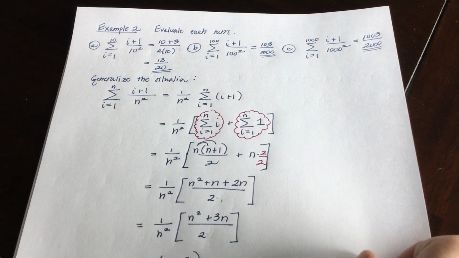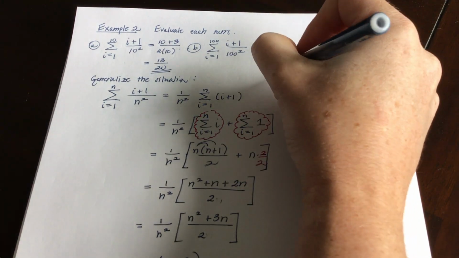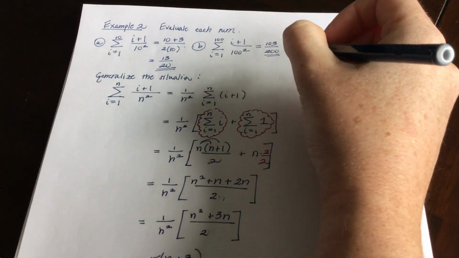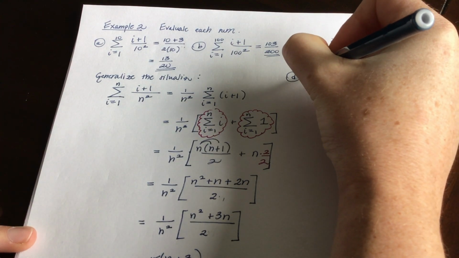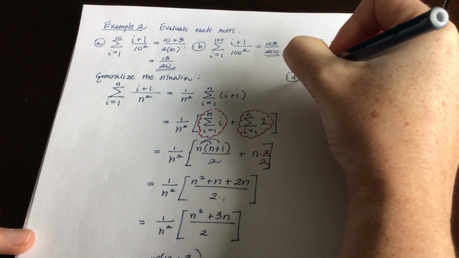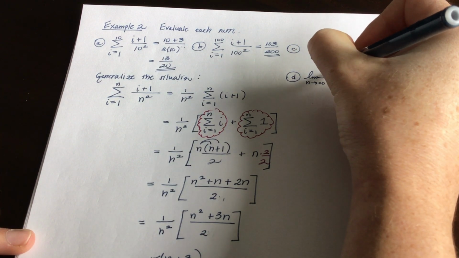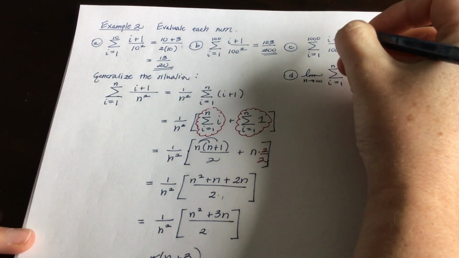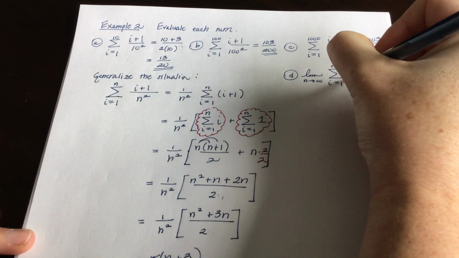Okay, one more problem to think about. And I'm going to put it right here, I think. Can I fit it right here? Yes, I can. Okay, part D. Let's say I asked you, what is the limit as n approaches infinity of the sum as i goes from 1 to n, and then I'm going to use the same exact rule of i plus 1 over n squared.